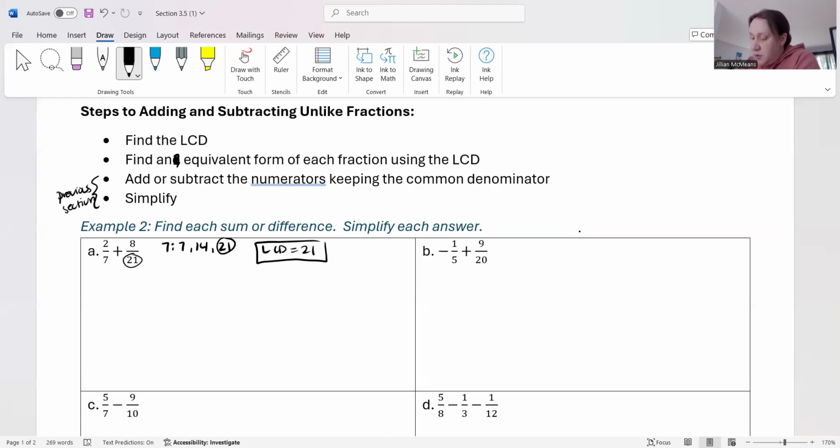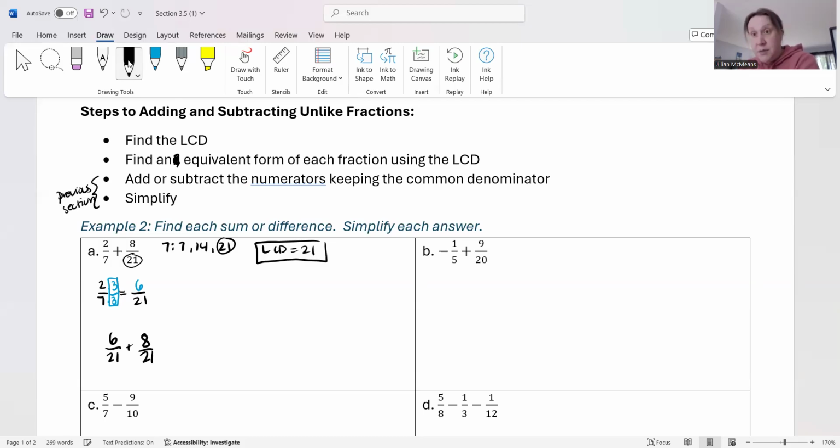So let's start with 2/7. We know we want this denominator to be 21. So we ask ourselves, what would I multiply 7 by to get 21? Well, I would have to multiply top and bottom by 3. Remember, we're really looking for some form of 1 that we can multiply 2/7 by. So that happens to be 3/3. 2 times 3 is 6, 7 times 3 is 21. So I get 6/21. That's my new fraction. So this problem is really 6/21 plus 8/21.